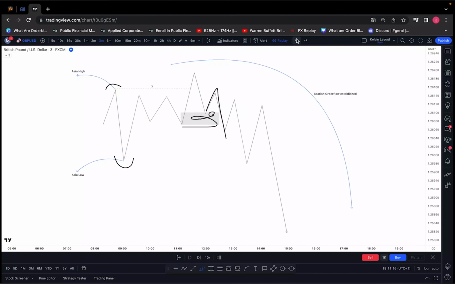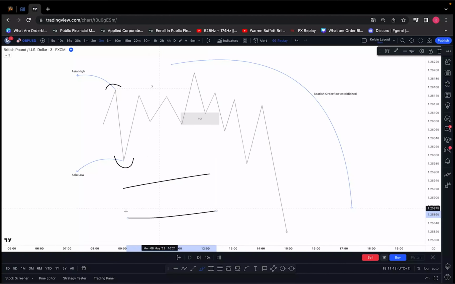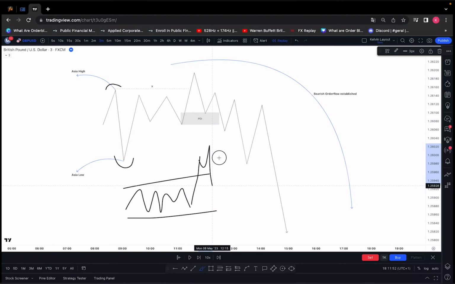Me personally, I recommend waiting for the demand to supply flip to happen and then waiting for the second break, because this will give you a confirmation of the bearish order flow shift, that we have shifted from bullish to bearish. This is a reversal strategy. We want to wait for price to take out the Asia high, and then aim for the Asia low. During Asia session there is usually a consolidation. Usually we want to see price taking out the Asia high, and then we have our confirmation model to take out the Asia low.